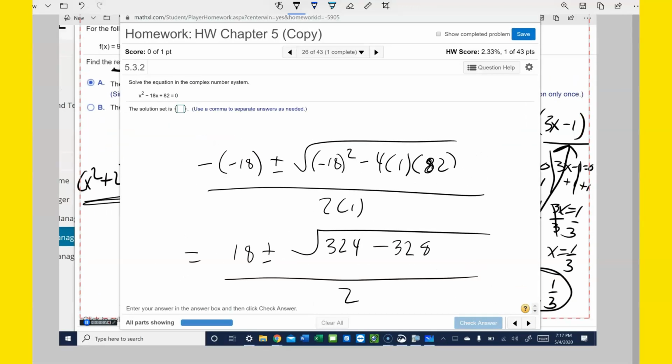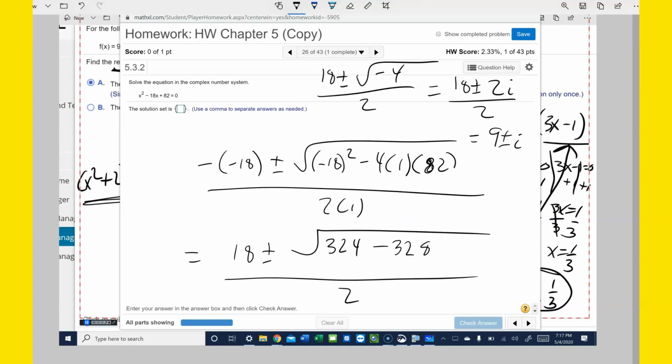So that's going to be 18 plus or minus the square root of negative 4 over 2, which is 18 plus or minus 2i over 2, which reduces to 9 plus or minus i. Right, if I divide everything here by 2, the 18 becomes a 9, that 2 becomes a 1, and that 2 down there becomes a 1. So it's just 9 plus or minus 1i, or 9 plus or minus i.